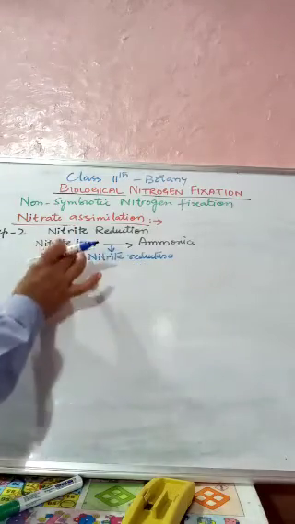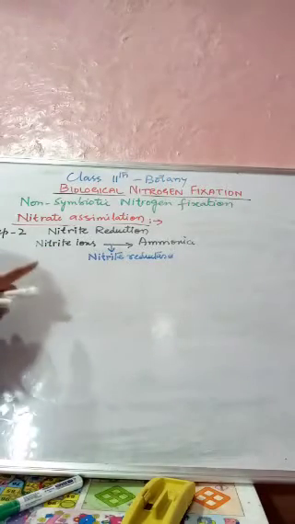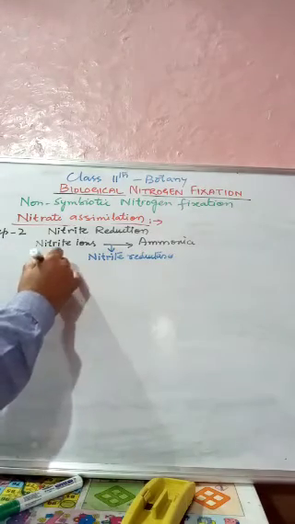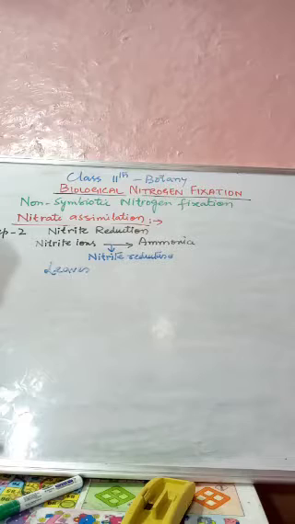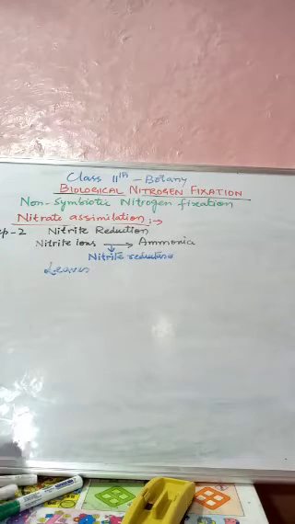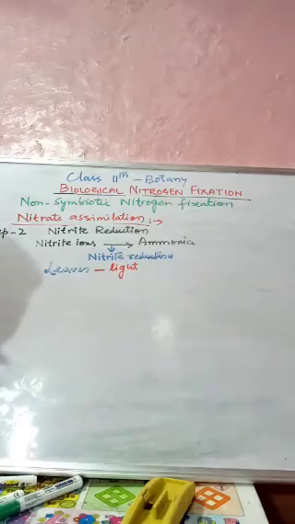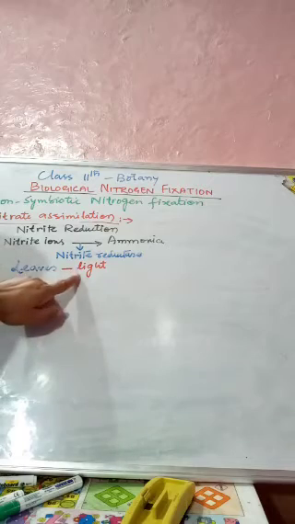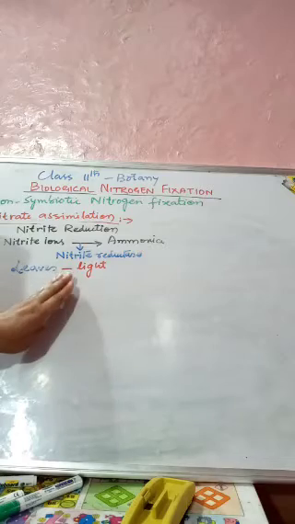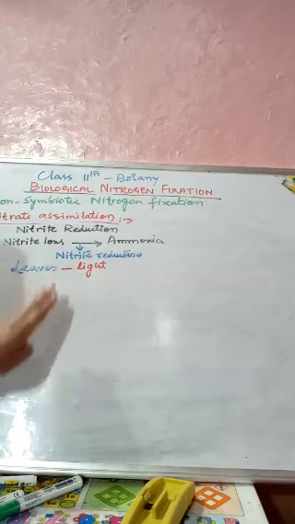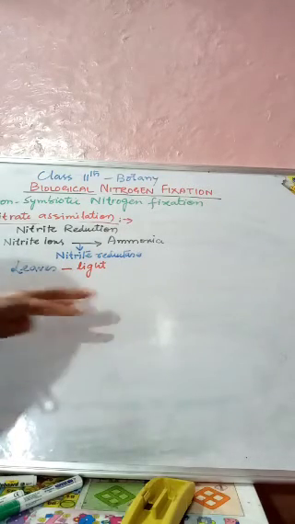Now this whole process, when nitrite ions get converted into ammonia, this change occurs in leaves, in presence of light. When we look at it in light, that whole process happens very quickly, but in dark the speed of the reaction becomes somewhat slower.